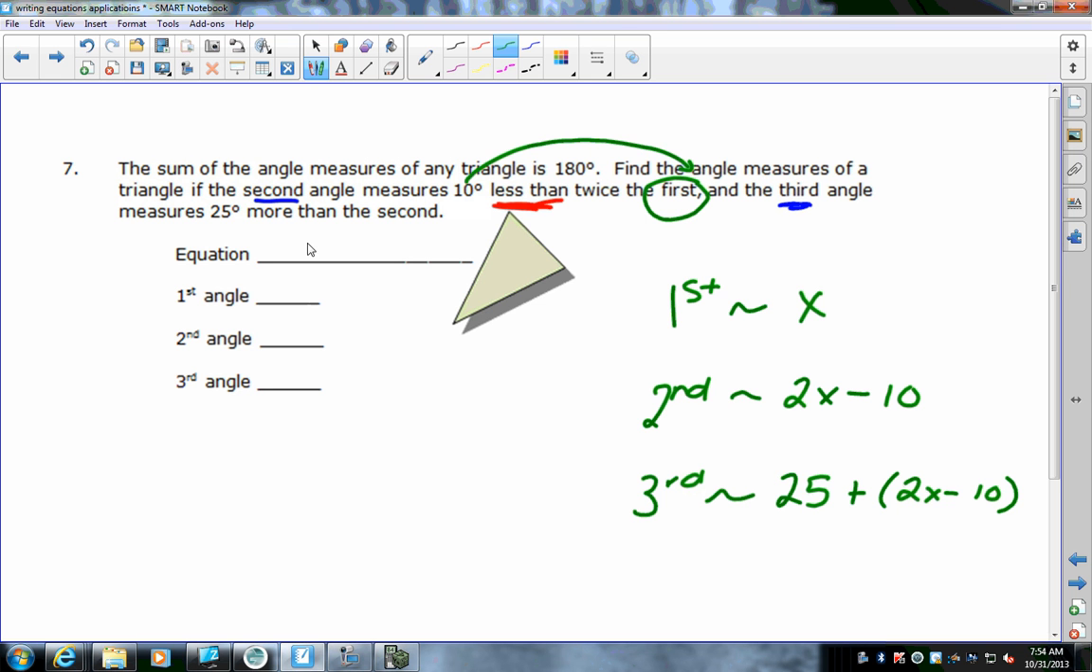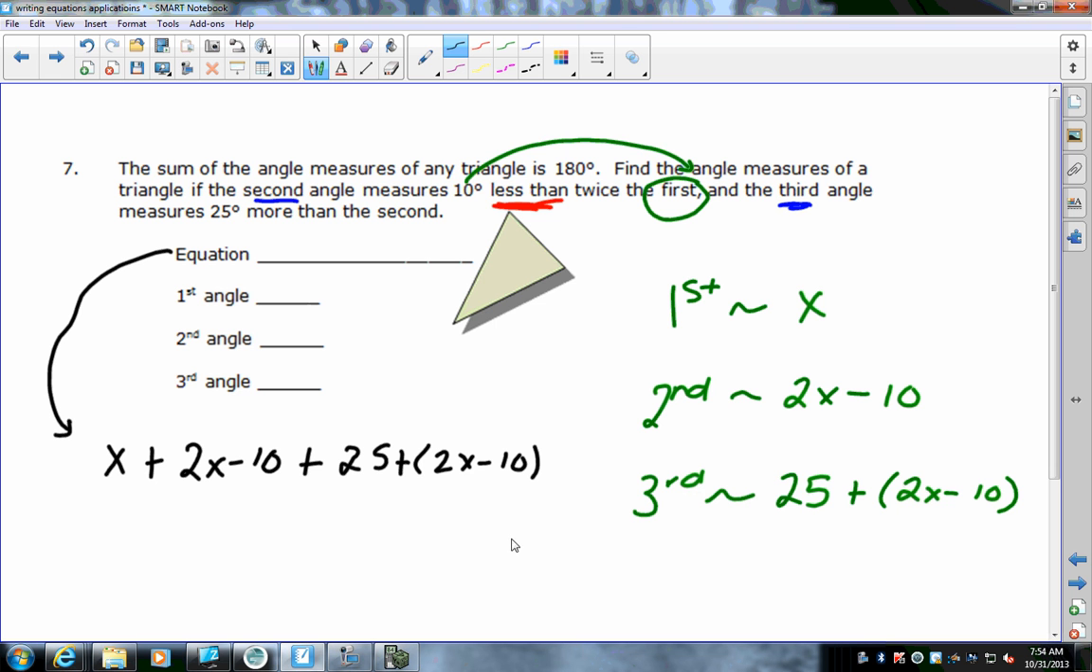Now, for my equation for this one, I'm going to bring it down here because for the equation, I have to add up all 3 angles. So I have the first angle plus the second angle plus the third angle. And what do all 3 angles equal? 180.